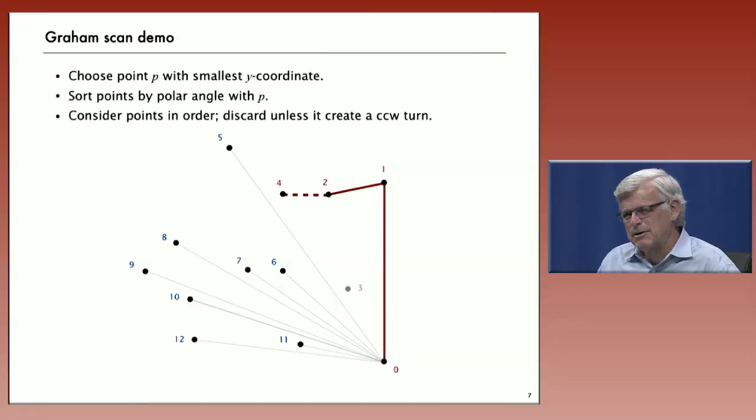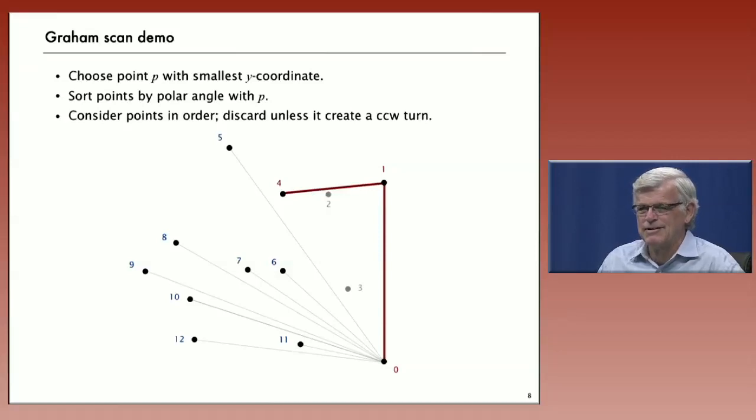So, what about the angle from 1 to 2 to 4? That's not counterclockwise either. That's turning the wrong way. That's turning to the right. So point 2 can't be on the convex hull either. And indeed, if you just draw the line from 1 to 4, you can see that 2 is inside. So there's no way it could be in the convex hull. That's essentially the proof that you have to have a counterclockwise turn. So now we go on to 5, turning the wrong way. So point 4 can't be on the convex hull. So now we go to 6.